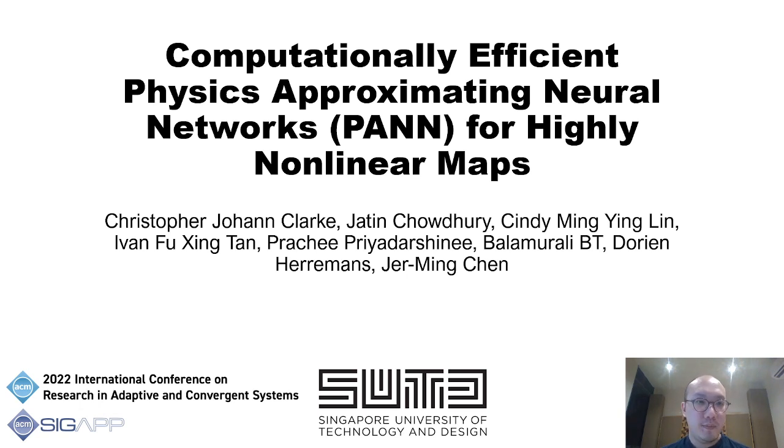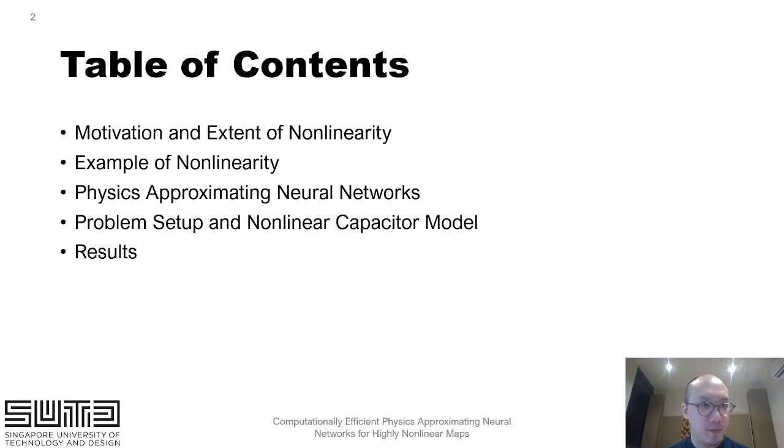Hi everyone, my name is Christopher Johann Clarke, and these are my co-authors for the paper Computationally Efficient Physics Approximating Neural Networks for Highly Nonlinear Maps. This is the table of contents, and this is what I'll be going through for the presentation.